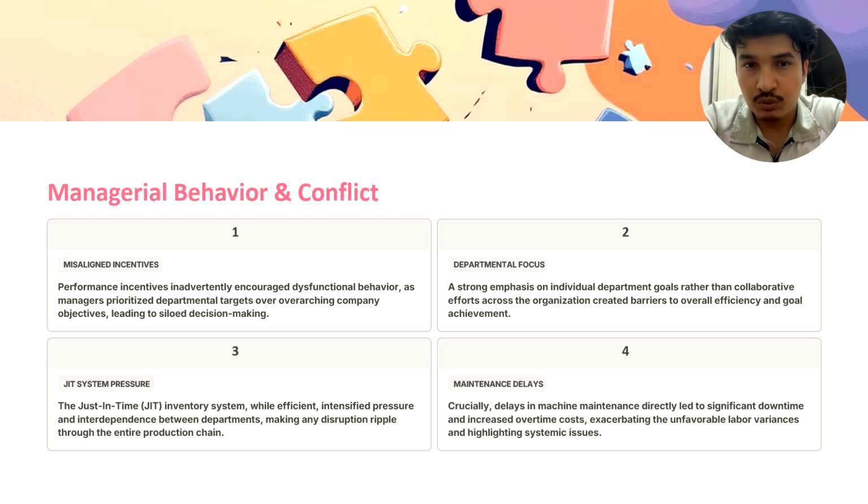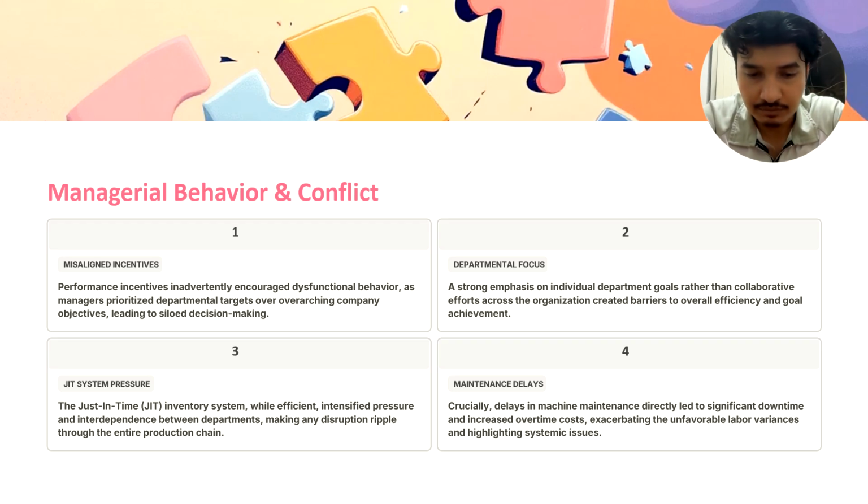One major issue was misaligned performance incentives. Production managers were rewarded for meeting their own department efficiency target rather than for overall company performance. Because of this, managers in the PCB and reading head department chose to reject faulty parts instead of reworking them. While this improved their reported efficiency, it created shortages for the assembly department, increasing pressure across the production process.